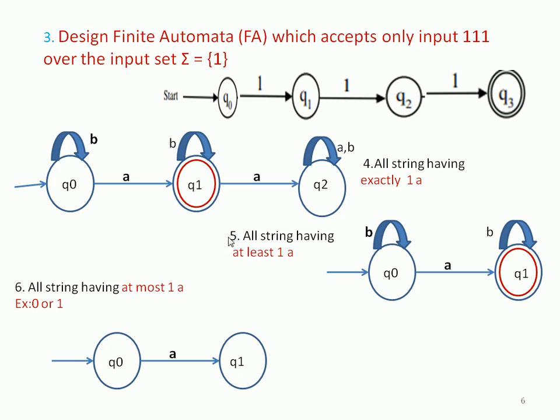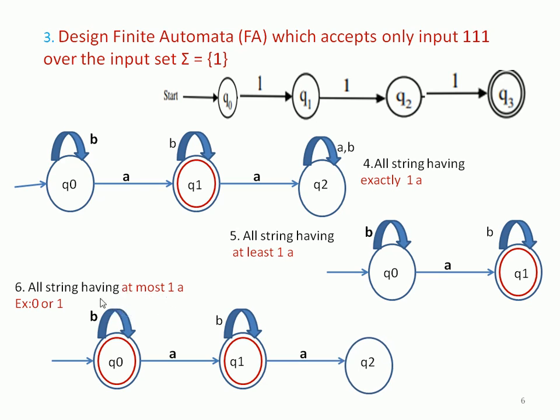Here input A means 0, and input B means 1, right? At most one A means zero A. So when you have B, which is a 1 here, it will remain in the same state. When it is A, which is 0, it will go to Q2, that is a dead state. On B, it remains in the same state.